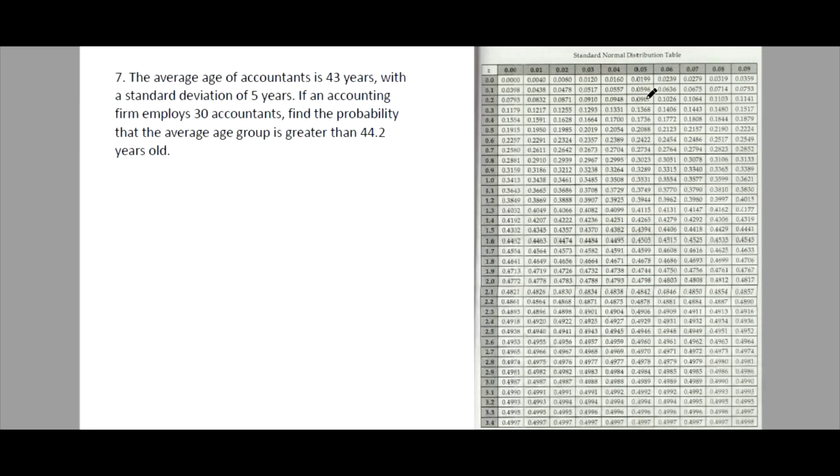Number 7. The average age of accountants is 43 years with standard deviation of 5 years. So this is our population mean and this is our population standard deviation. If an accountant firm employs 30 accountants, find the probability that the average age is greater than 44.2 years old. So again, average, so it talks about the mean. So greater than 44.2.